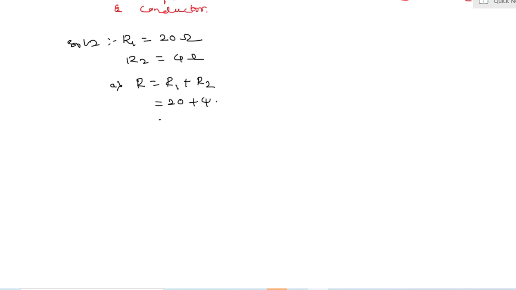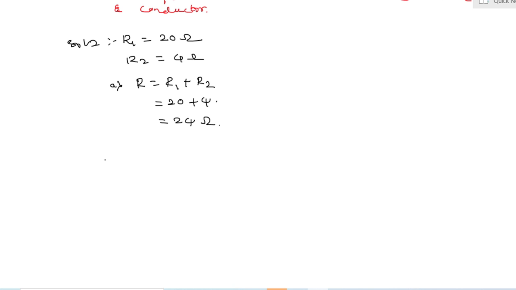Yes. Solution. First, given R1 is equal to 20 ohm. It means the resistance of the electric lamp R1 is equal to 20 ohm and the resistance of the conductor connected in series R2 is equal to 4 ohm. Then the total resistance in the circuit is R is equal to R1 plus R2. So R1 is 20, R2 is 4. It means total resistance is 24 ohm.